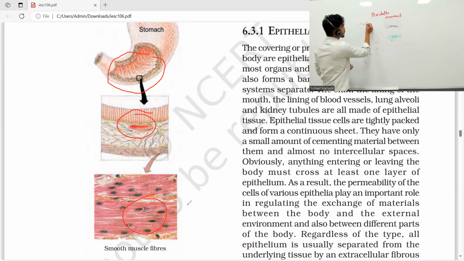Okay, suppose this is your muscles and this is your food.